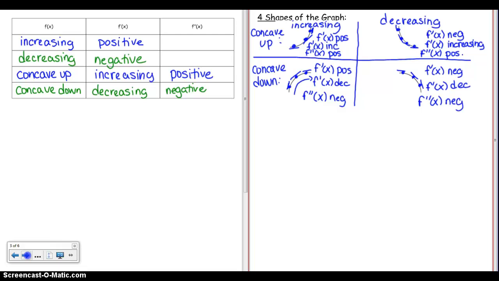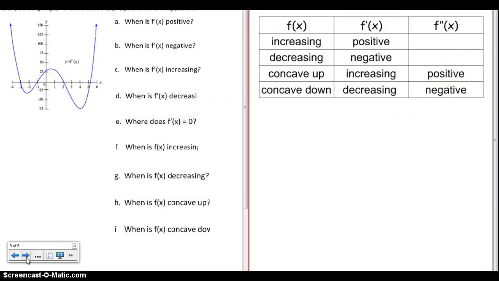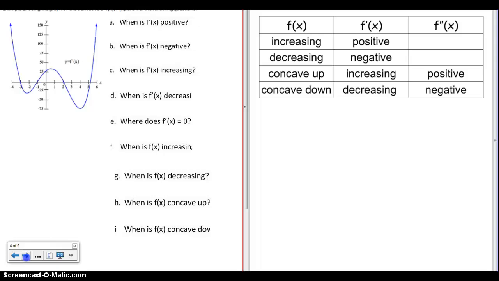So these shapes are going to be very important. You want to be able to recognize these concavity shapes, and you want to be able to think about what that means about the first and the second derivative. Okay, so we're going to do an example of how this may show up in class or on the exam. We're going to refer back to our table, so I've put it up here again, but you can refer back to it in your notes.